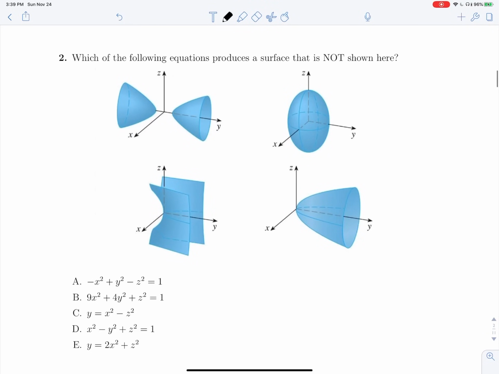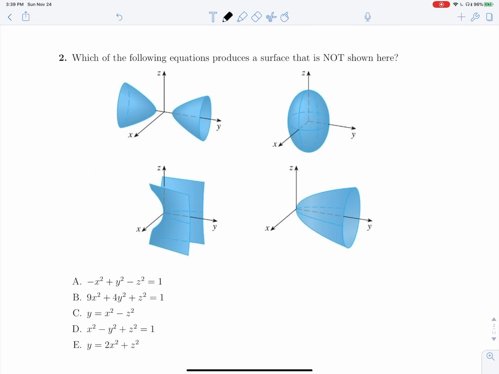Which of the following equations produces a surface that is not shown here? So if you generally have issues identifying these surfaces, there are some great visualizations of what they all look like out there. You can just run a Google search. Because really the only prerequisite that you need for this is to be able to match the patterns of, okay, what is the general equation for, say, an ellipsoid look like?